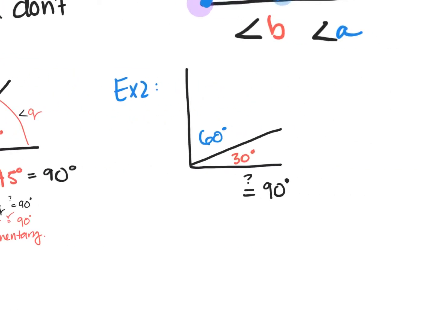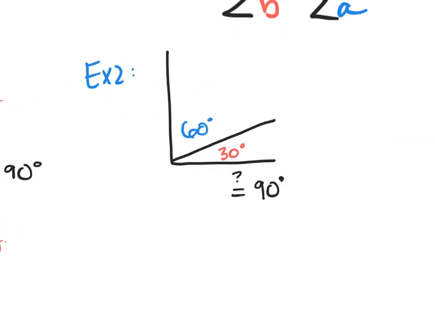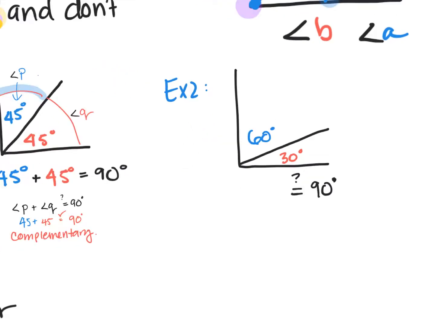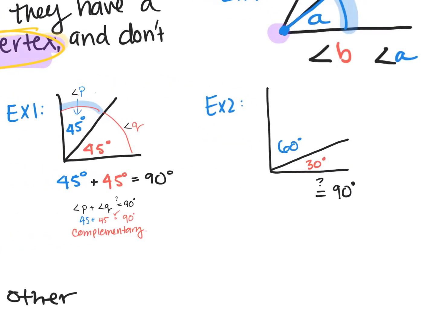All right, how about this one? You give it a try. So push pause if you need to. I'll leave the notes here. Is example 2 complementary angles? Angles that add up to 90 degrees. Two angles, okay? It can't be three, it has to be two.